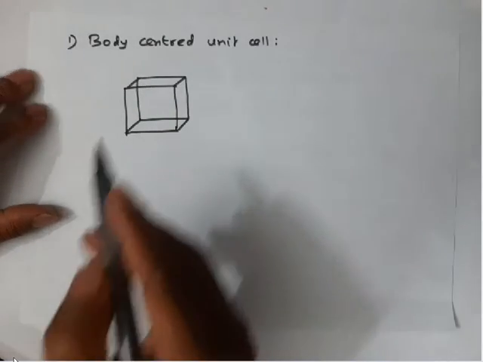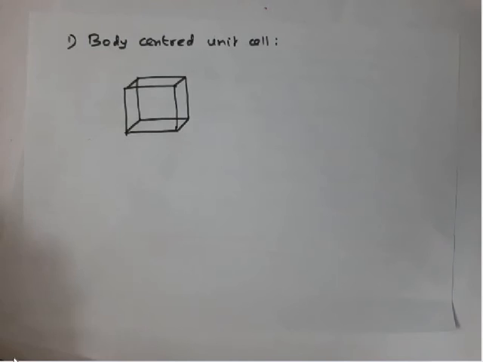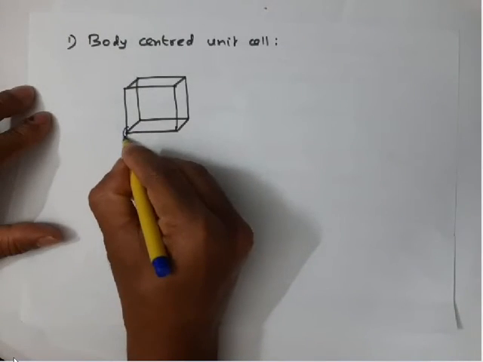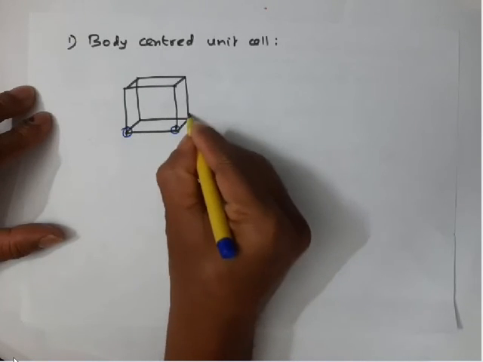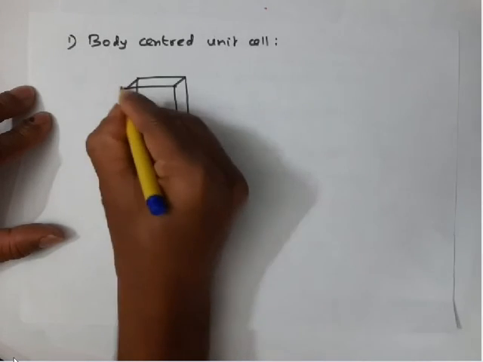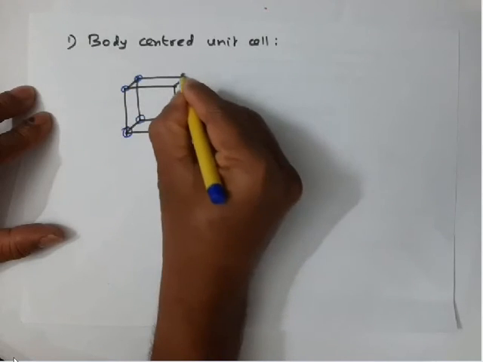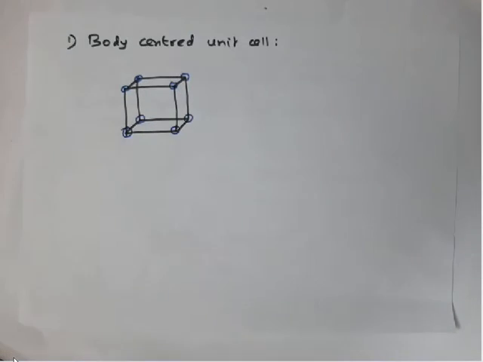right? Now in the cube, all corners are occupied by atoms. Let me represent here. So here I have one atom or a particle, here another particle, another here, another here, another here, another here. You know very well, a cube has 8 corners. Here all the 8 corners are occupied by particles. If only corners are occupied, it is primitive.